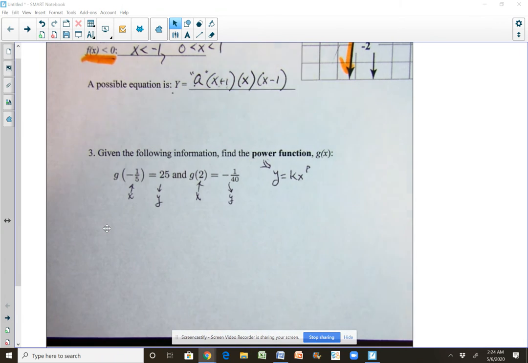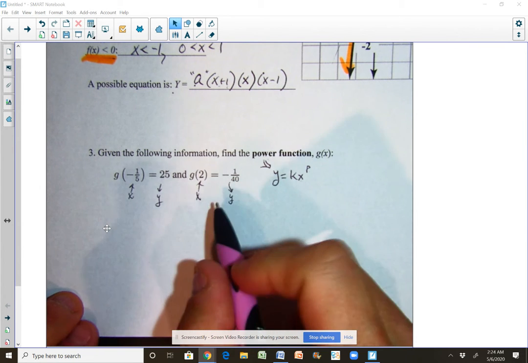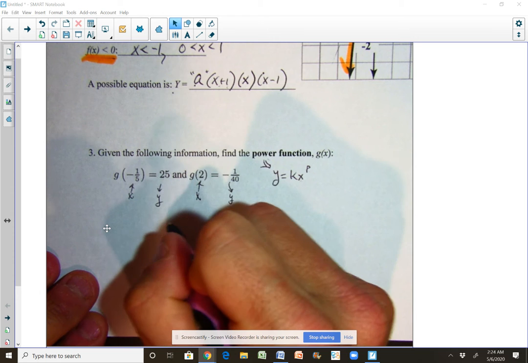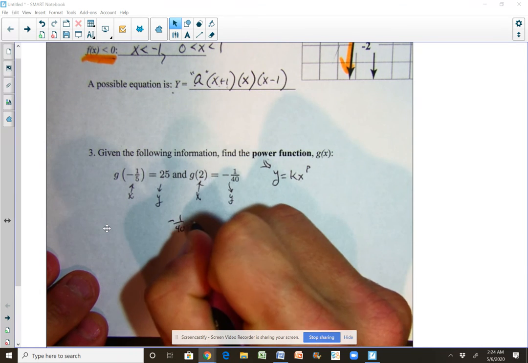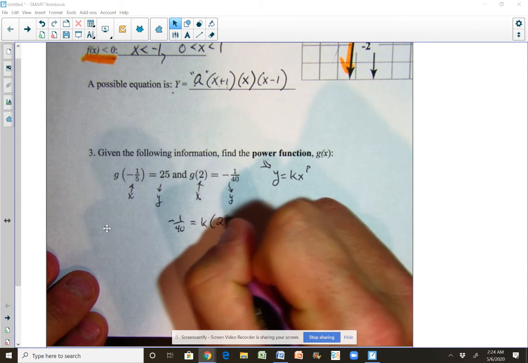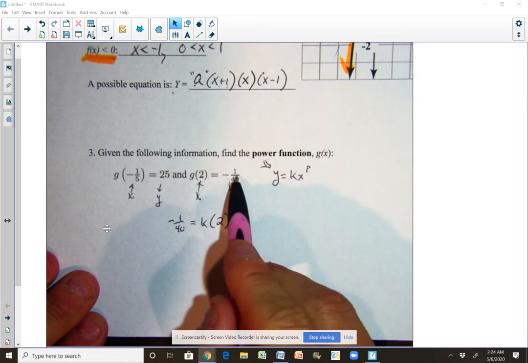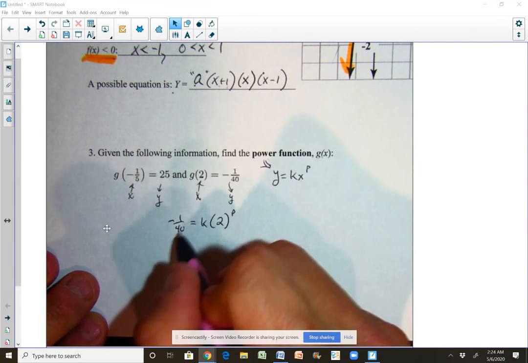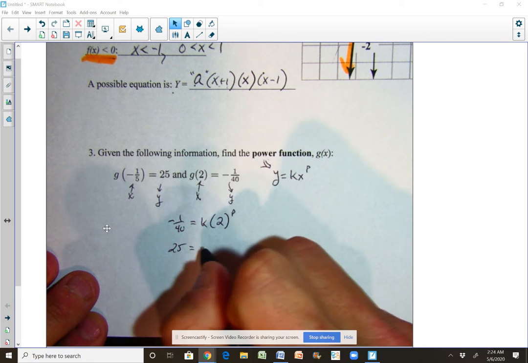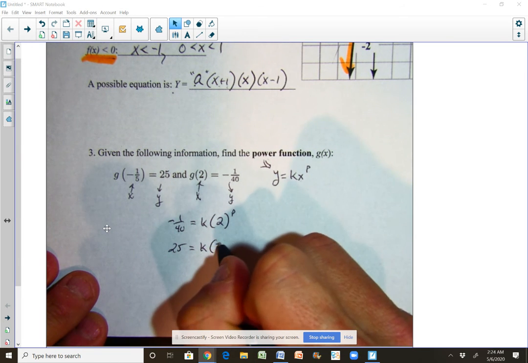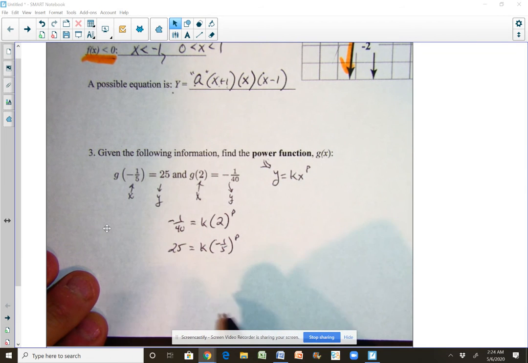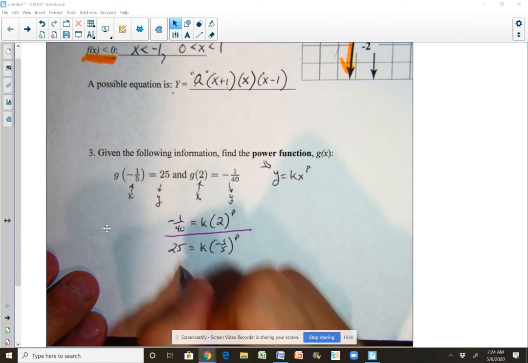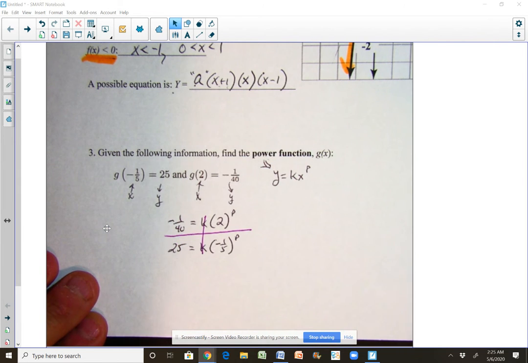When we write out the equations, we can take each equation one at a time and use the y value and the x value to substitute in. So we write something like negative 1/40 equals k times 2 to the p. I've substituted the x and the y in for the x and the y positions. And if we do the same over here, 25 is equal to k times negative 1/5 to the p. And just like we did during exponentials, we can get the k value to cancel. If we just divide these two equations, we can cancel those two k values.